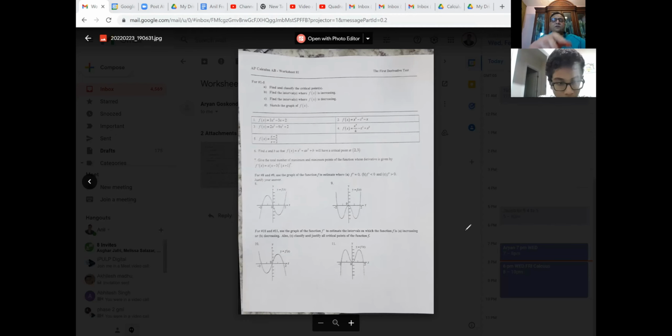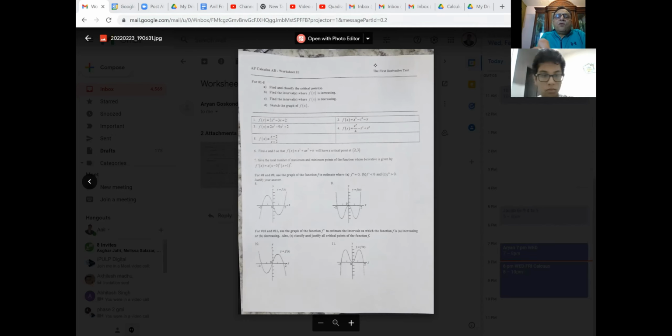So can you please read the question from the top? Find and classify the critical points. Find the intervals where f of x is increasing. Find the intervals where f of x is decreasing. Sketch the graph of f of x, right? So I can give you the concept here.